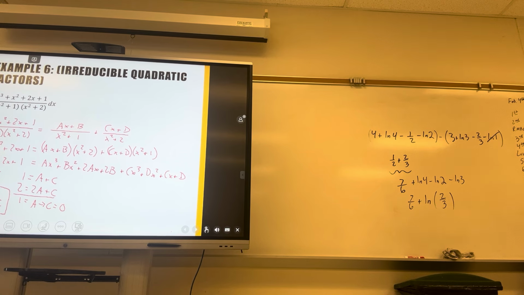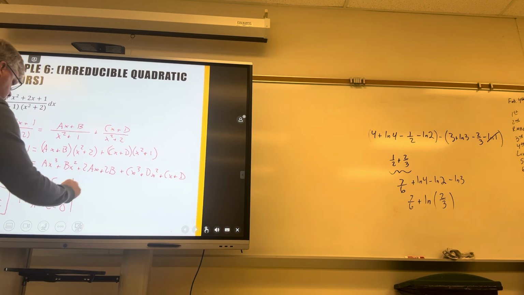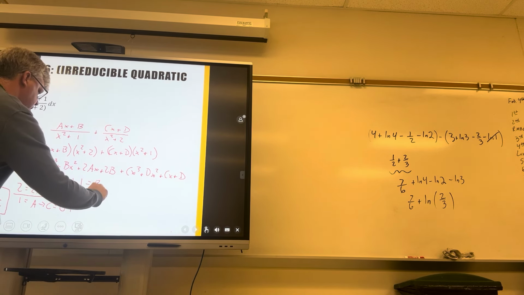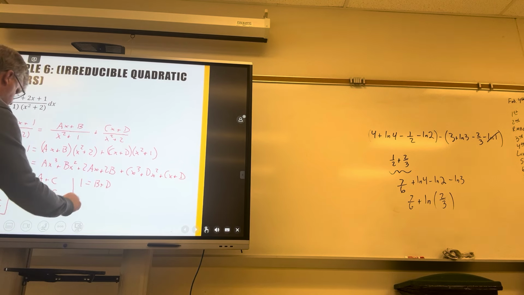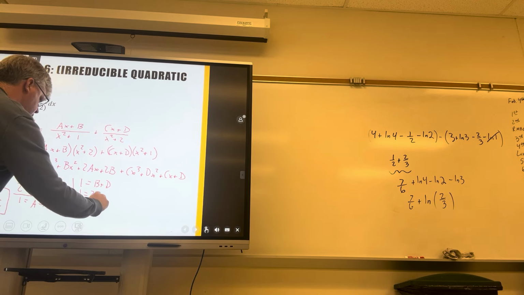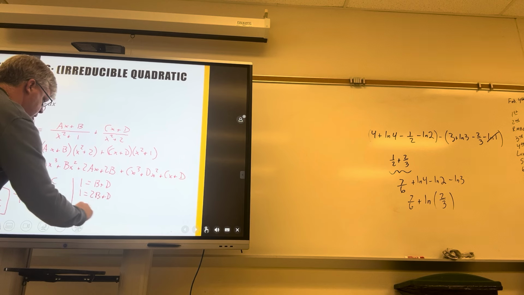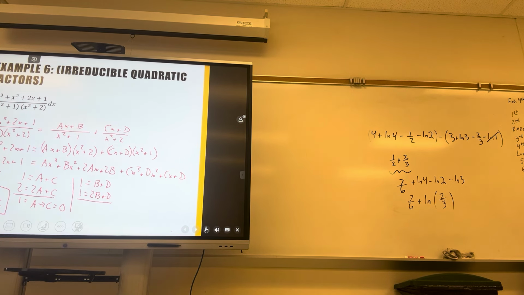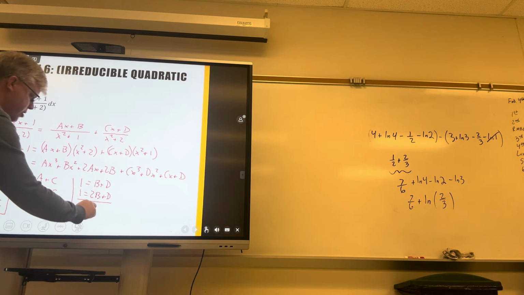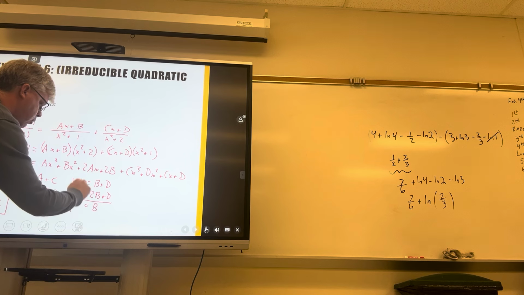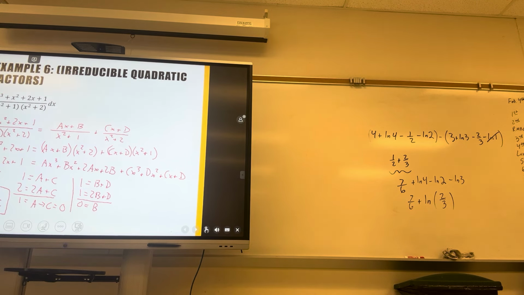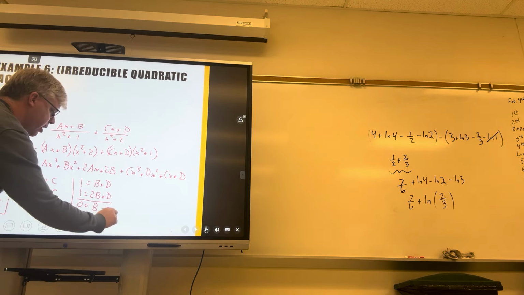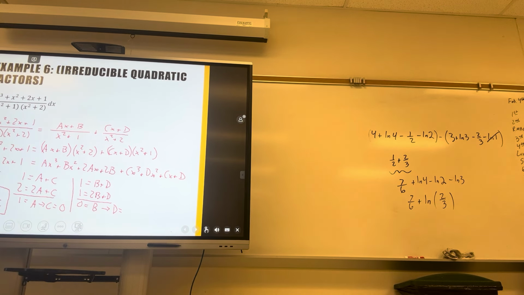Then I can do the same thing with the B and D equations. So we have 1 equals B plus D, and we have 1 equals 2B plus D. I'm going to subtract up again. The D's are gone. 2B minus B leaves me with B. 1 minus 1 this time is 0. So B is 0, which implies D is 1. All right, now I have them all.